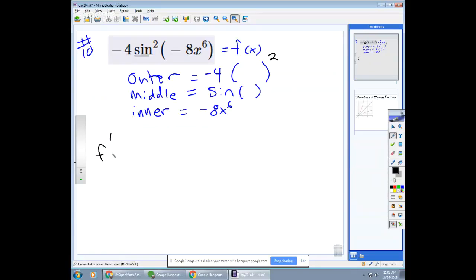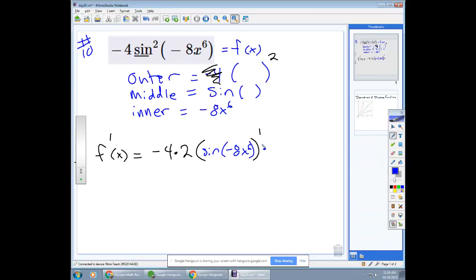So for sure, f prime of x is going to have a negative 4 times. Right? So maybe I'll ignore that it's there. Now I take the derivative of a square. So that's going to give me 2 times whatever squared. Okay, what goes inside the square? Drop that by 1. All right. So now what goes inside the square? Well, inside the square is the sine. And that was the sine of negative 8x to the 6th. Yeah, that's what goes inside.